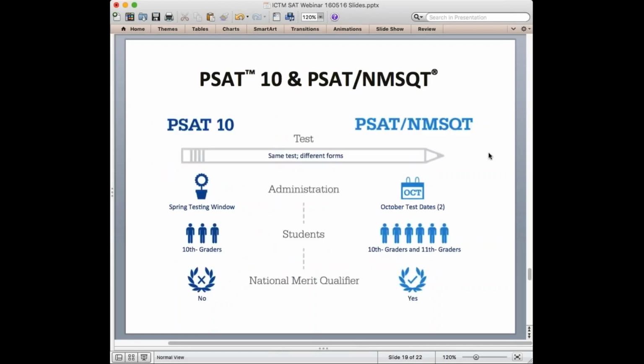And the difference between these two tests is minimal. It's just the time of year when they're administered. The NMSQT, the National Merit Scholarship Qualifying Test, is only given in the fall, I believe. Maybe it's the spring now. I'm blanking on that. But the test is offered 2 times a year, so only once does it count for the National Merit Scholarship Qualifying Test.